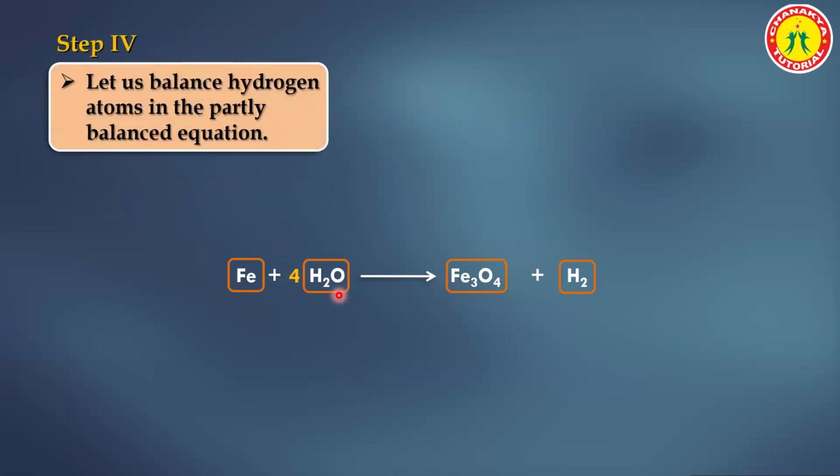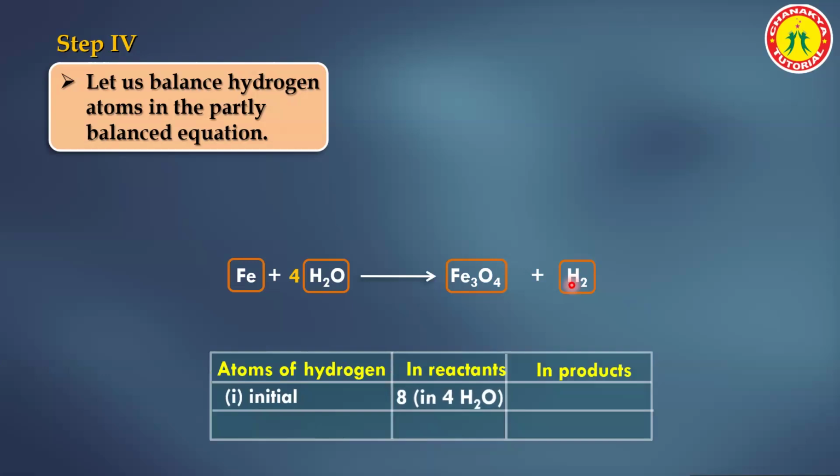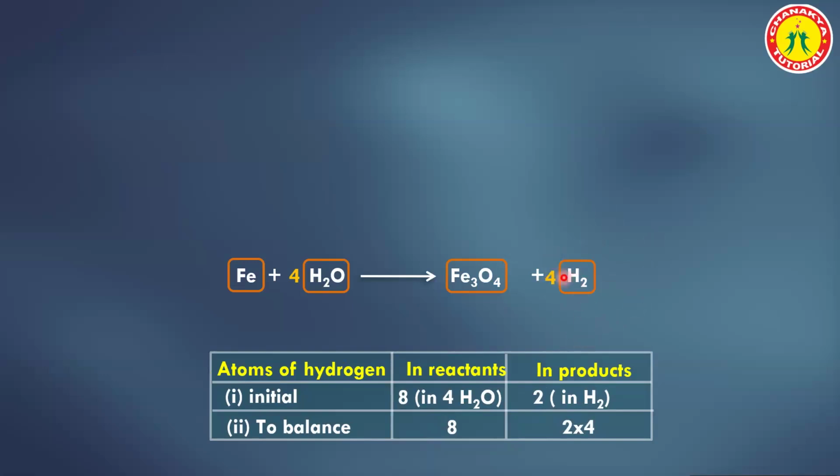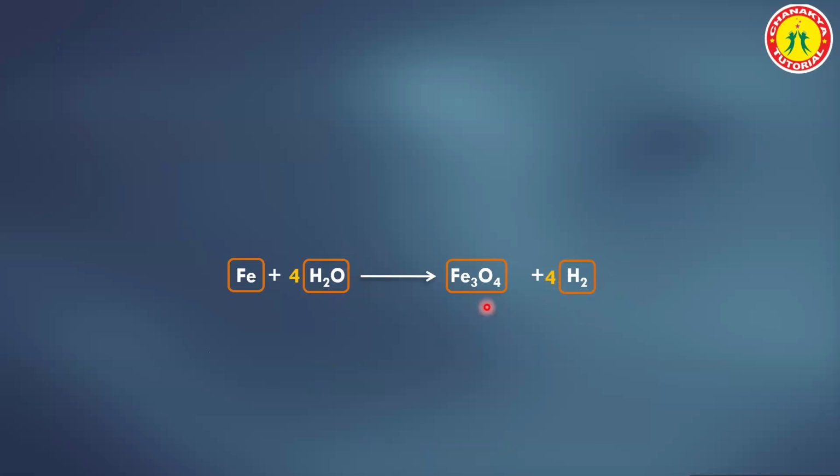Next, we'll balance hydrogen. How many hydrogen on the left hand side? 4 times 2 is 8. But how many hydrogen on the right hand side? Only 2. So to balance, we'll have to multiply what number on the right hand side to hydrogen? 4. So we'll write 4 as coefficient of H2. So hydrogen is balanced and oxygen is balanced. What else is left?